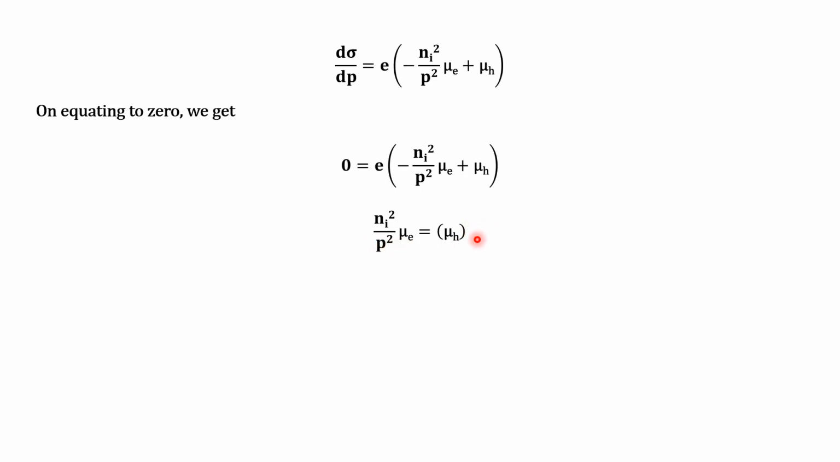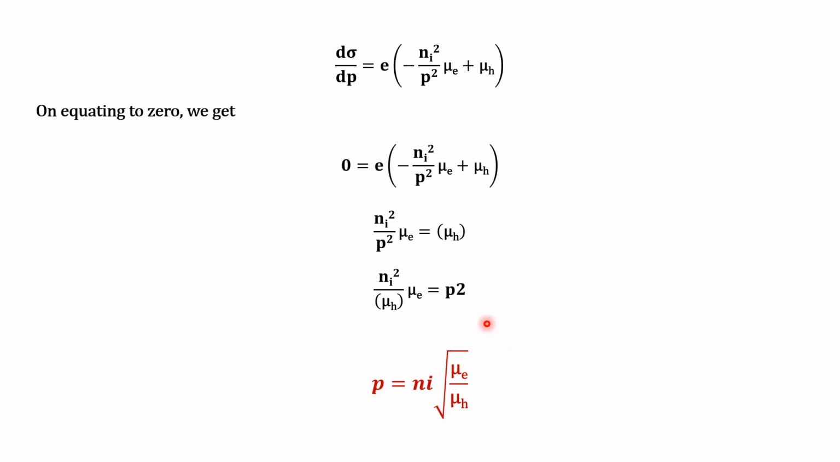Taking this p to the other side, we get p is equal to the root of ni square divided by mu E into mu H. Therefore, p is equal to ni into root of mu E by mu H. So, this is the hole concentration at which conductivity becomes minimum.